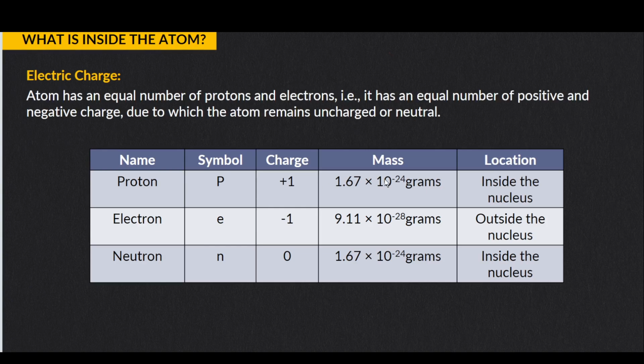Like proton, its mass is this, charge is positive, which is inside the nucleus. Electron is negative. You can see as compared to the mass of proton, electron is very less. There is negative 228 and this is negative 24. So electron is less, which is outside the nucleus, revolving around the nucleus. And neutrons are the same mass but charge is zero, neutral, which is also present inside the nucleus.